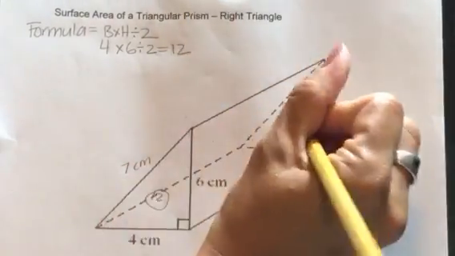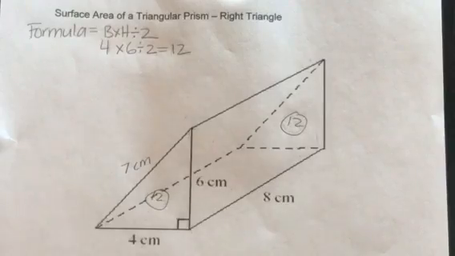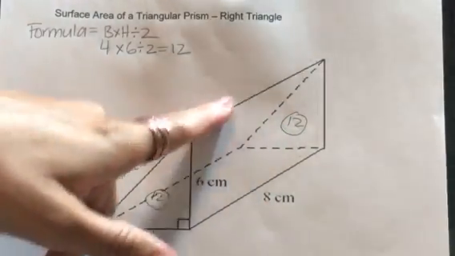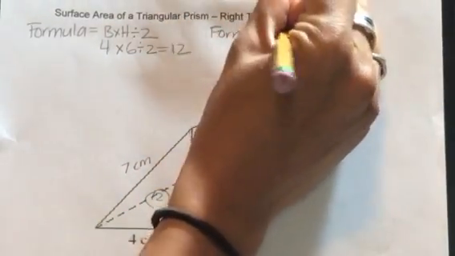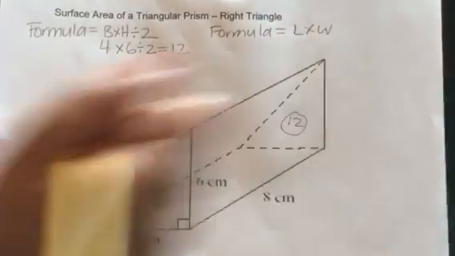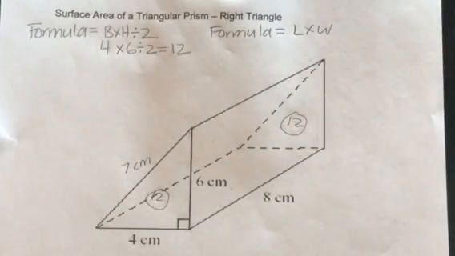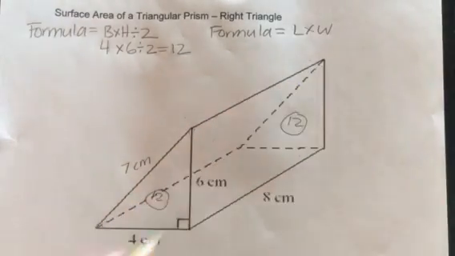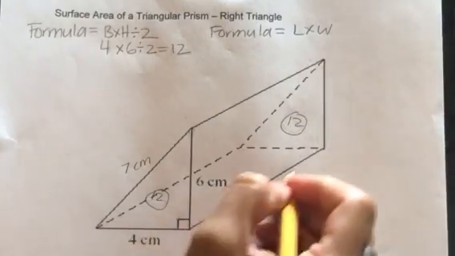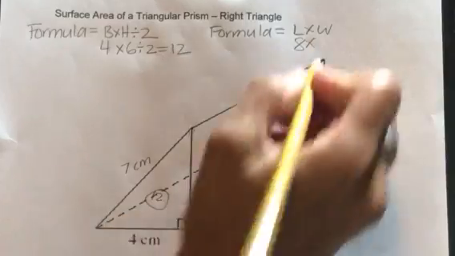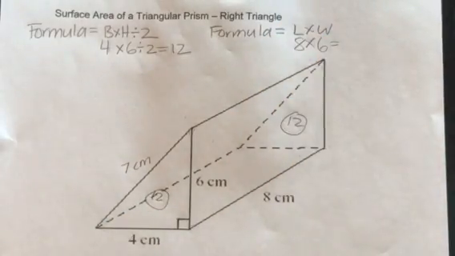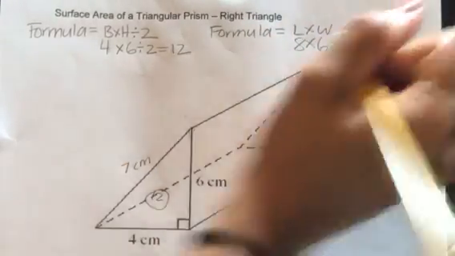I know this is also equal to it, so it's also 12. So I've solved for 2 faces so far. I need 3 more, which are the rectangles that wrap around it. So remember that the formula for solving for a rectangle is just length times width. So we're going to solve for those now. So let's first solve for the front rectangle. So I need a length. If you see here, the length is going to be 8. The width is right here, which is going to be 6. And 8 times 6 is 48.